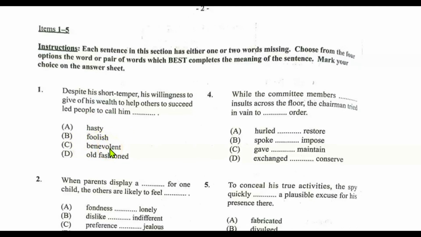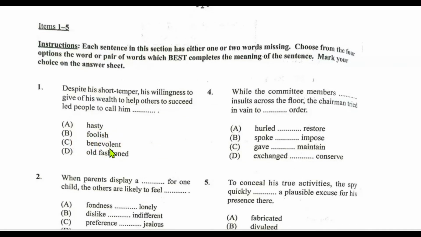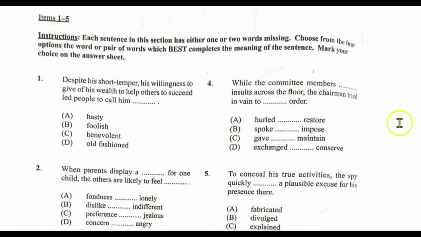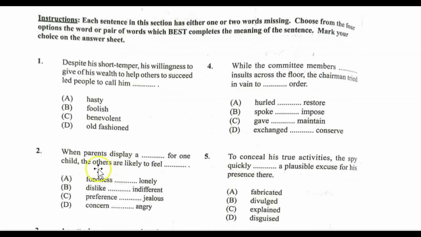Now we're moving on to item 2. All right, sorry about that. Let me just take my time and scroll. Good. It says, when parents display a something for one child, the others are likely to feel something. When parents display a something for one child, the others are likely to feel something.